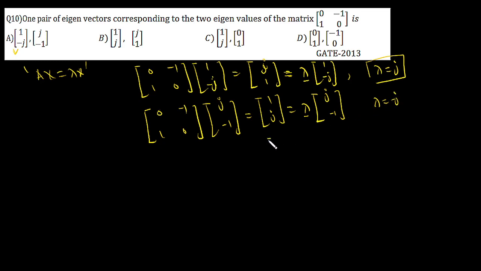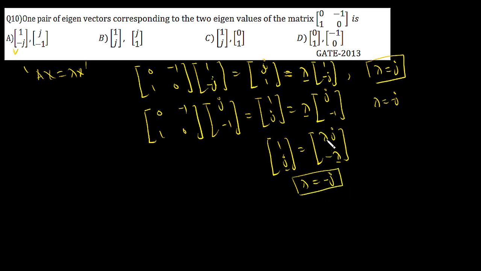We are interested in finding the value of lambda, so I can multiply lambda inside as minus lambda. If you compare these two elements, one can easily say the value of lambda is minus J here, and if you put minus J here, we get minus J square, which will be plus 1. So we are getting the initial vector, which is 1 comma J. So yes, we have found the two eigenvectors, this being the second eigenvector, and we have also found the eigenvalues, which are J and minus J.